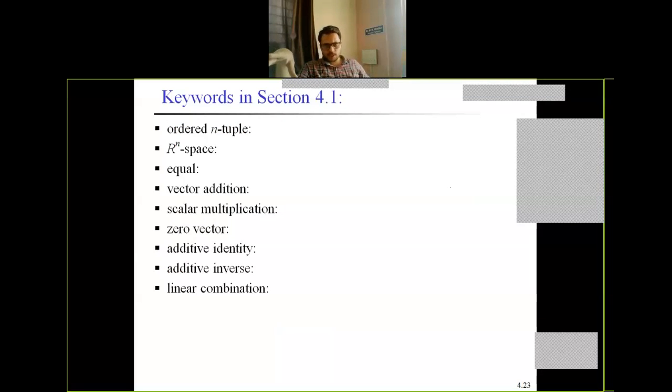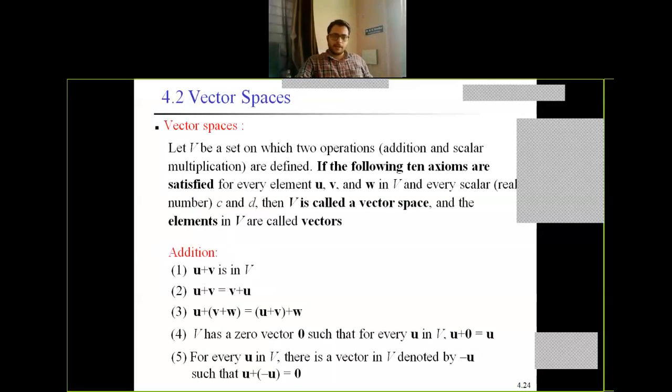As you can see on your screen: ordered n-tuple, Rn space. We can say when two vectors are equal. This we have seen. Vector addition we have seen. Scalar multiplication we have seen. What is a zero vector we have seen. We have seen additive identity, additive inverse, and linear combination. Now if you are familiar with all these terms, then there is no problem in studying which space we call a vector space. So we will directly go into vector spaces.